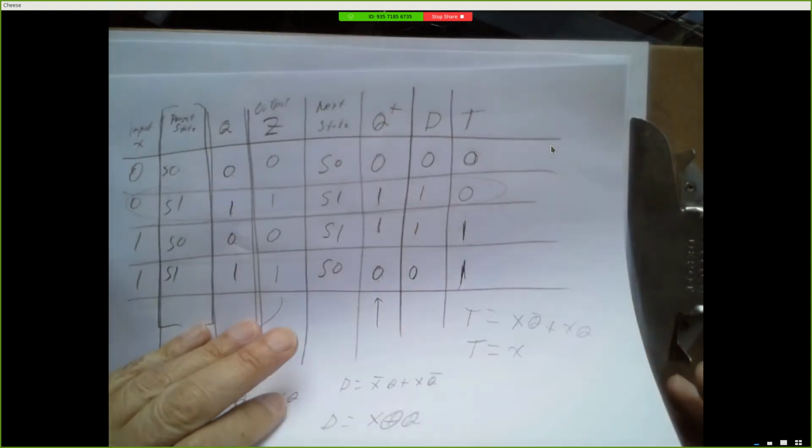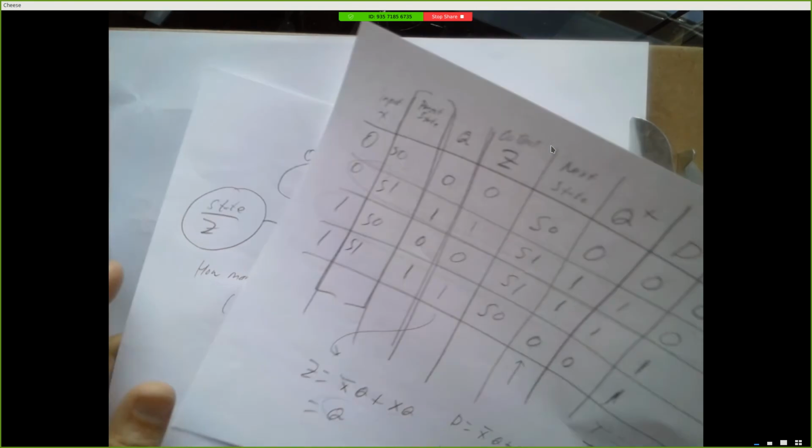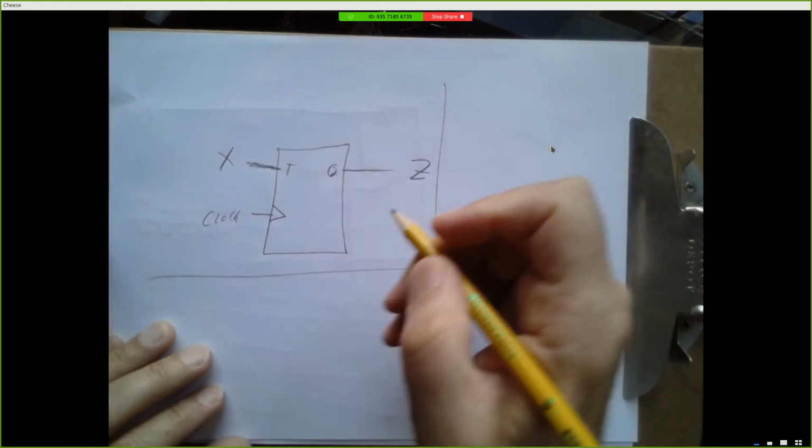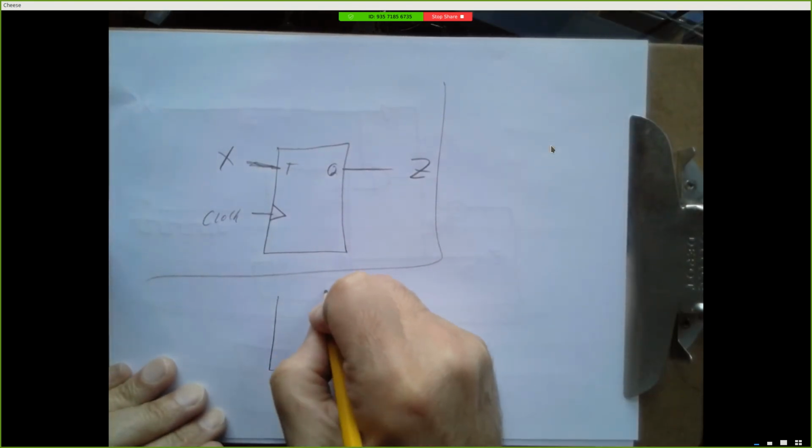And here's what these tables are basically saying. If you have a T flip-flop, so let's just go back to a plain old T flip-flop.